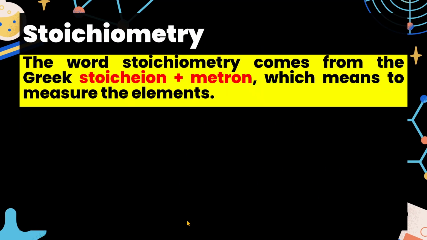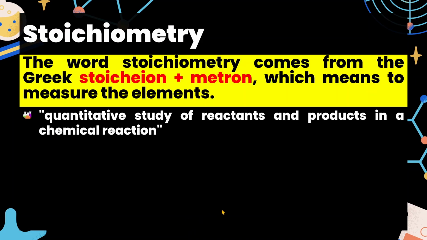Okay, class. Let's talk about stoichiometry. The word stoichiometry comes from the Greek stoichion and metron, which means to measure the elements. Stoichiometry is basically a quantitative study of reactants and products in a chemical reaction. Medyo tongue twister yung term, pero madali lang yan once we break it down. So basically, ibig sabihin ng stoichiometry ay pagsusukat ng mga element.